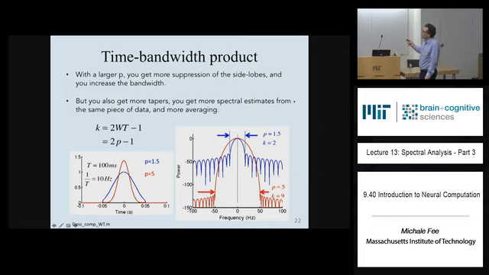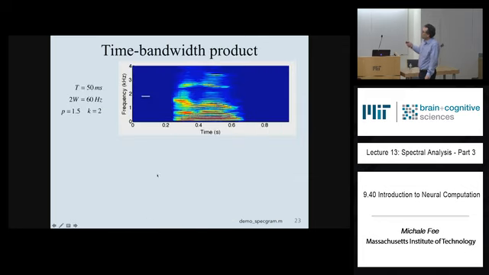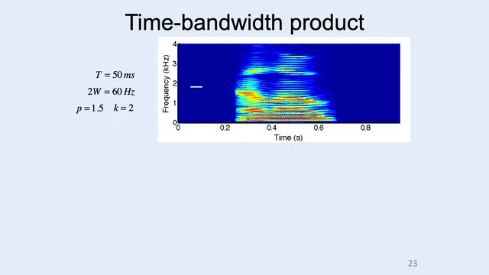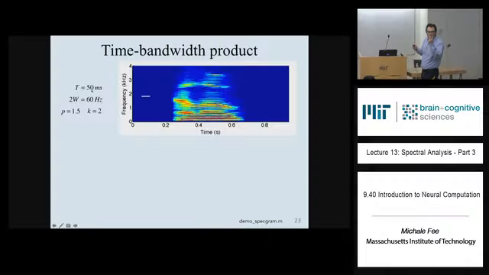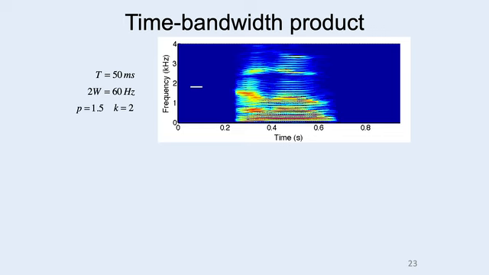Okay, so let me go back to this example right here. I took the speech signal that I just showed you, that was recorded on the microphone. I chose a time window of 50 milliseconds, so I broke the speech signal down into little 50 millisecond chunks. I chose a bandwidth of 60 hertz. That corresponds to p equals 1.5 and k equals 2. That gives me back a bunch of these little functions, and I computed this spectrogram.